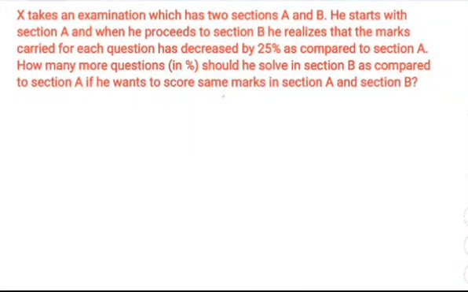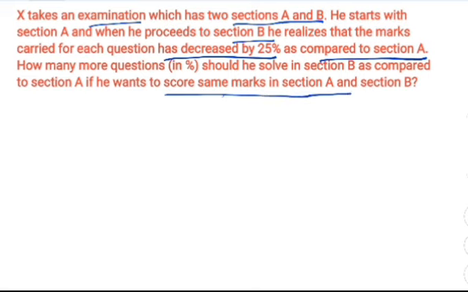So the question says, in an examination, there are two sections, section A and section B. And the marks carried by the question of section B has decreased by 25% as compared to that of section A. So questions in section A carries more marks. Now, if a student has to score same marks in section A and B, how much more questions should he do in section B as compared to that of section A? If he has to score same marks.